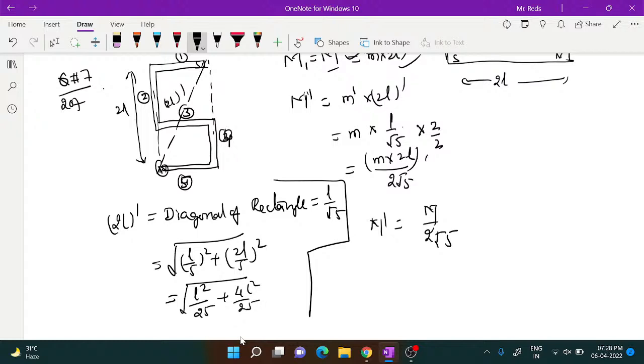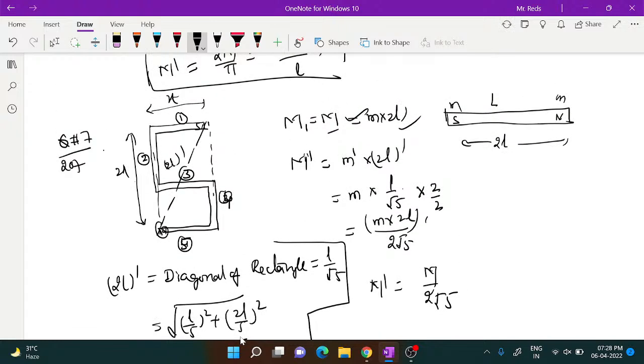Why do you have to multiply it with 2, sir? We want M in terms of M. M is equal to M into L only, sir. The 2 is just a constant, okay. We are taking this as 12, but this is L only. Yes, sir.